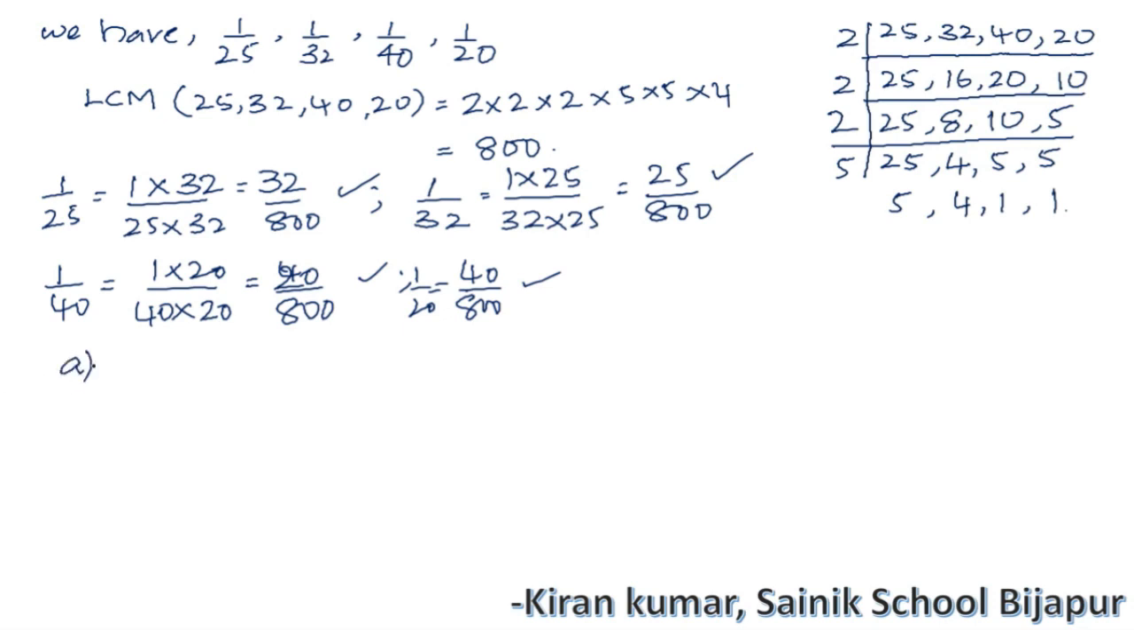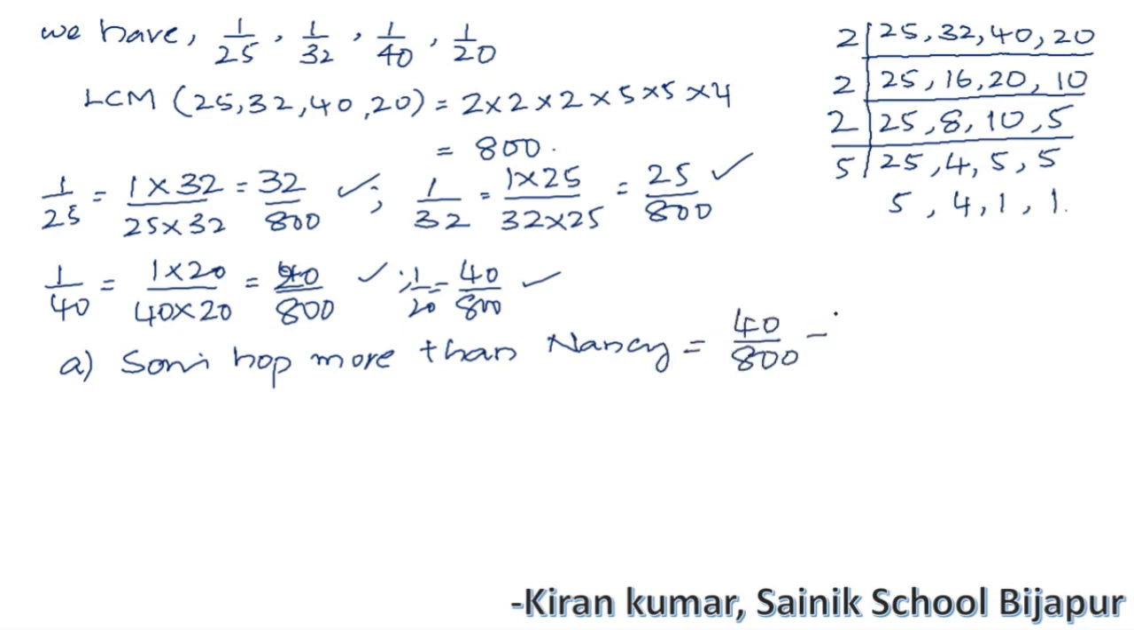Now consider the first sub-question. Sony hopped more than Nancy is 40 by 800 minus 25 by 800. This will be 15 by 800. This will be same as 3 by 160 kilometers.